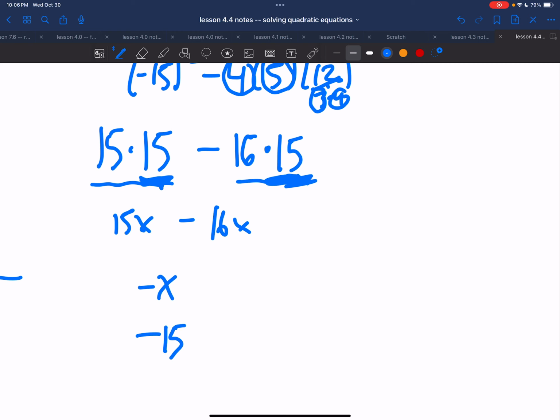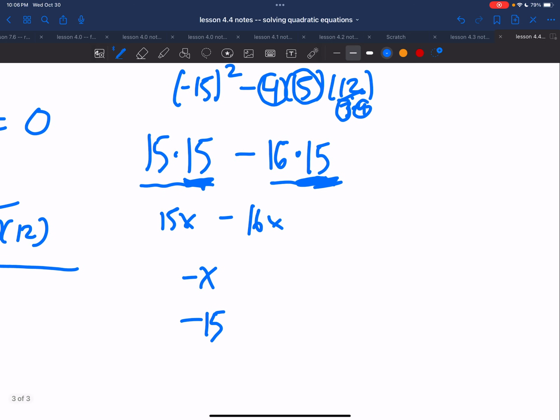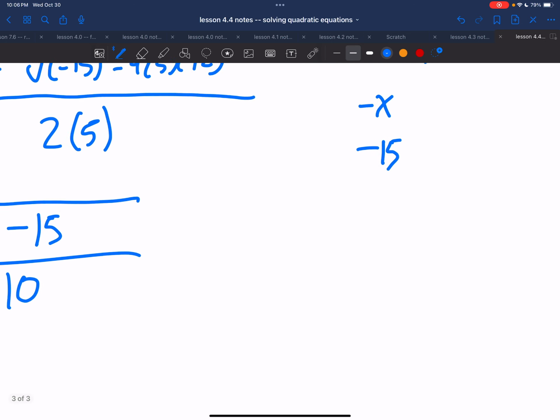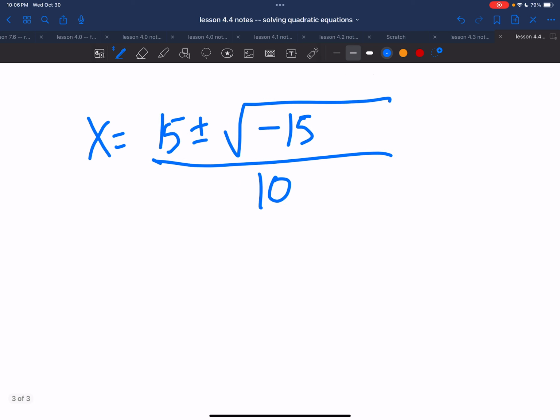Is this more efficient? No. But if you didn't know 15 squared and you didn't want to multiply all that, it's a neat, cool way to do it. But it's fine. It doesn't matter. You don't have to do it on the test. Whatever. You got your answer. It's negative 15. Okay?